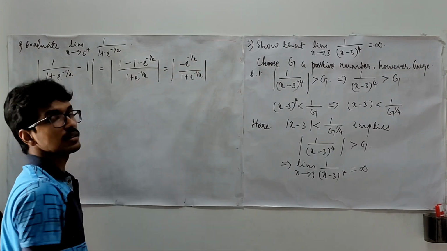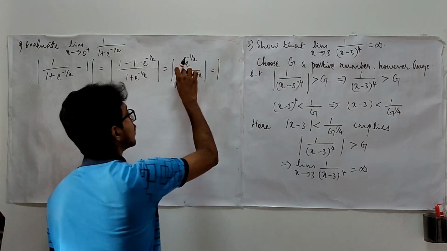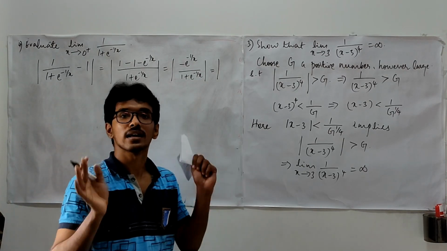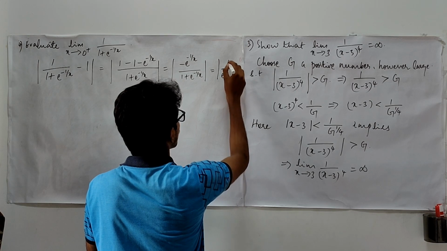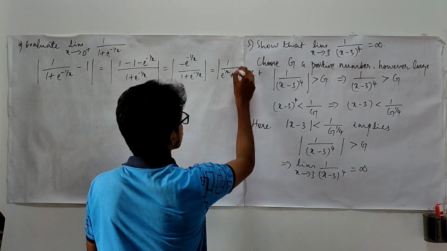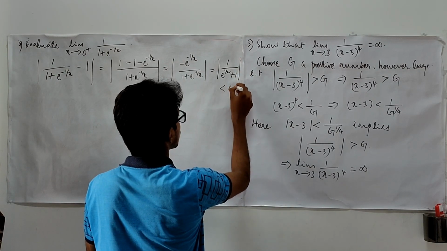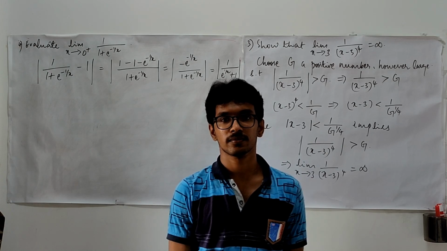And if you cancel these things in the numerator as well as in the denominator, and make absolute of minus 1 as simply 1, you are going to get 1 upon e to the power 1 upon x plus 1. We are taking this quantity to be less than epsilon. This is what we have to establish.